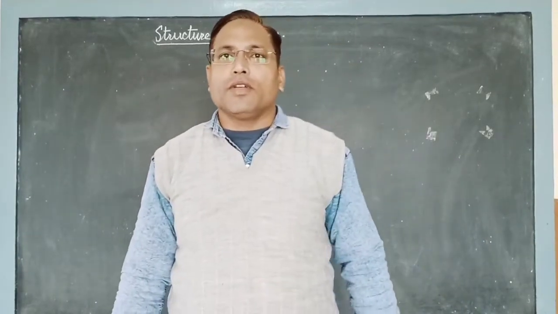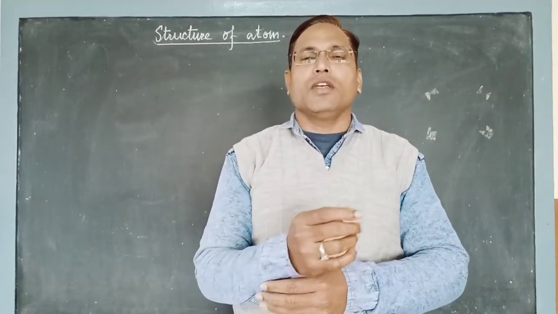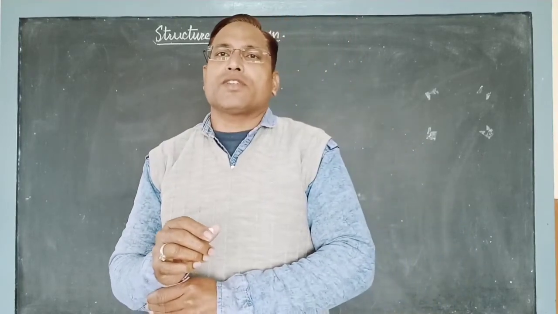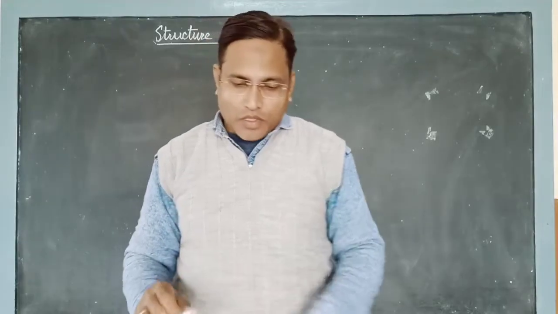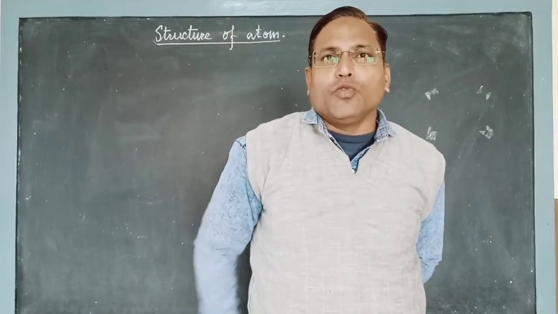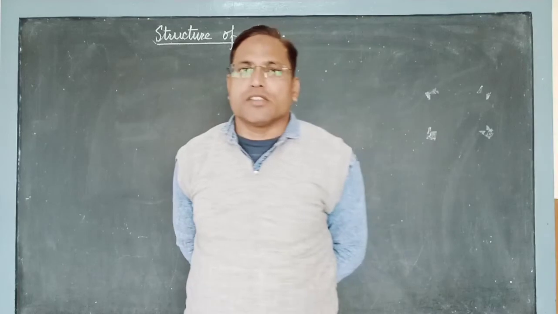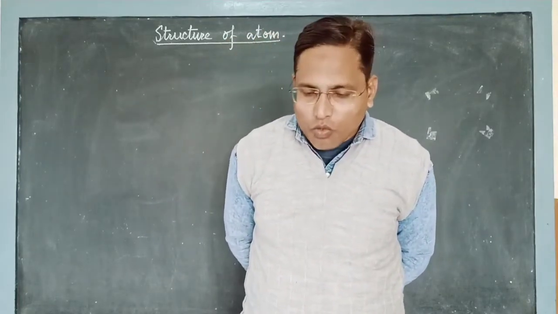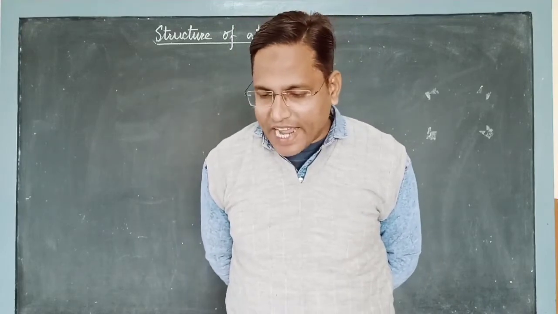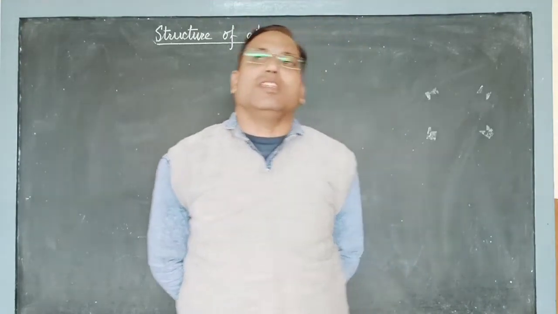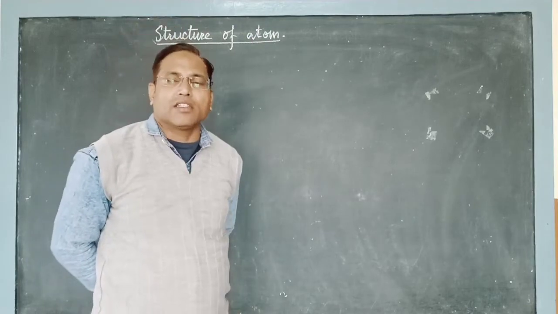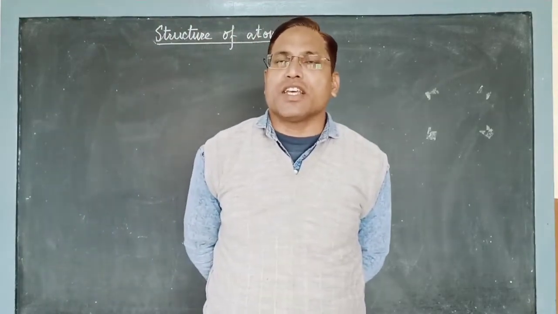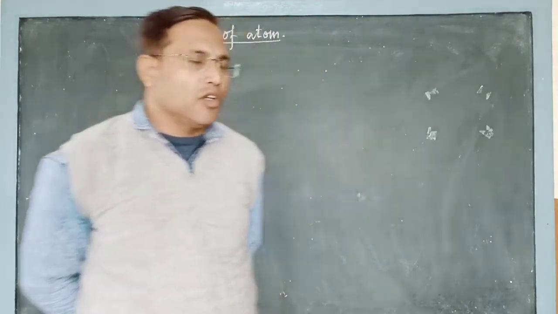Good morning, everyone. We will see today the next part of the chemistry chapter, structure of atom. Last video we had seen the relationship between mass number and atomic number. Today we are going to do the next part, arrangement of electrons in the atoms. How are the electrons arranged in various shells in an atom?